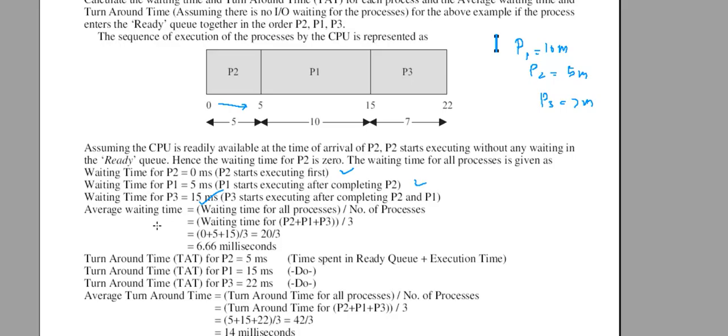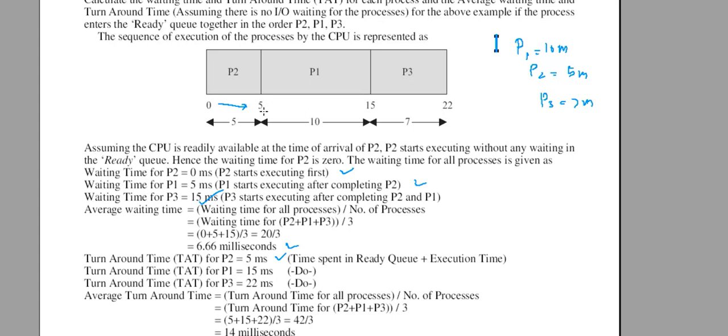After that, you have to find out the average waiting time. You have to add all three, 0 plus 5 plus 15, divided by number of processes, 3. So 0 plus 5 plus 15, 20 by 3 is 6.6 milliseconds. Next, turnaround time. Turnaround time is waiting time plus execution time. Waiting time for P2 is 0 because it is the first one already executing. So waiting time for P2 is 0 plus execution time is 5, so 5 millisecond.